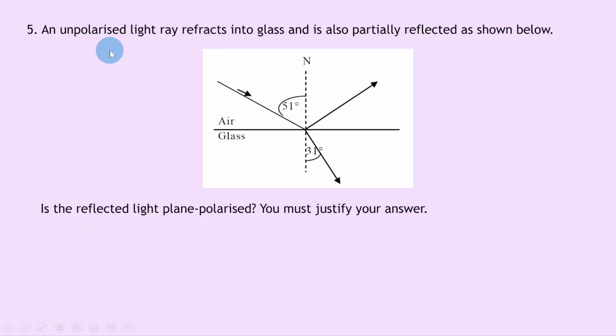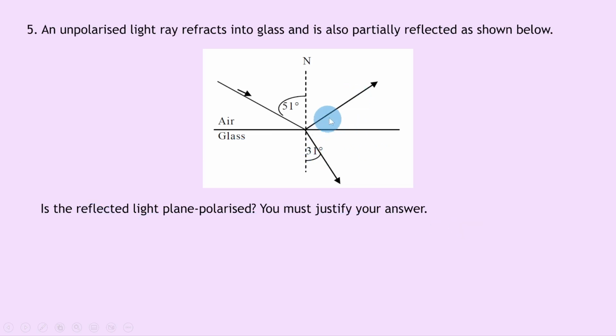Lastly, question 5 says an unpolarized light ray refracts into glass and is also partially reflected as shown below. So you can see we've got air and then glass and the air to glass boundary, and we've got the normal labelled there as well. And we're told that this angle of incidence is 51 degrees and the angle of refraction is 31 degrees. And it's asking, is the reflected light plane polarised? You must justify your answer.